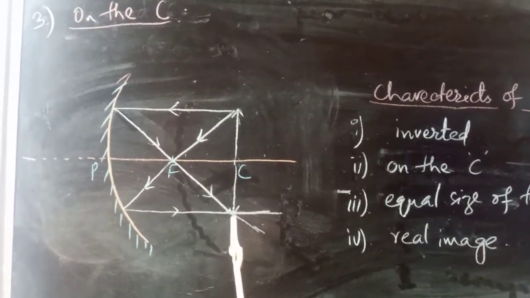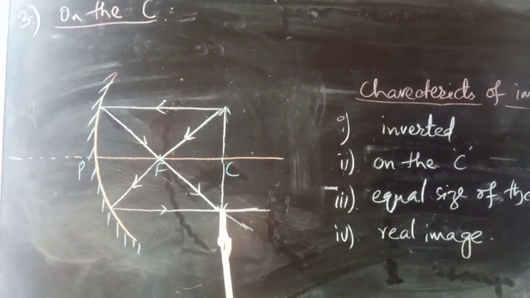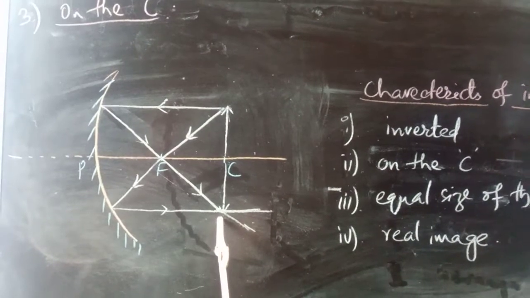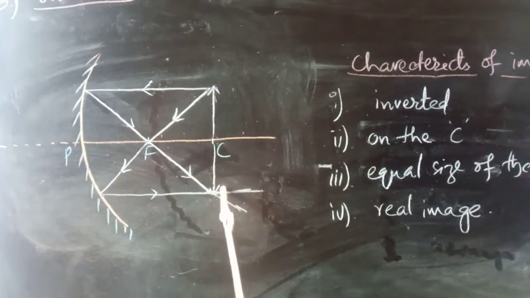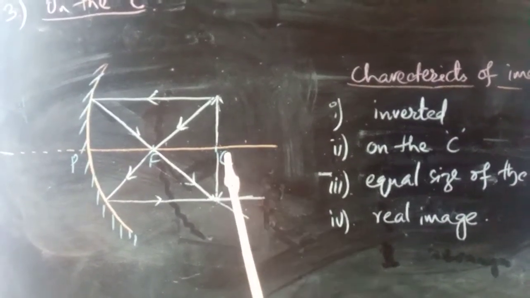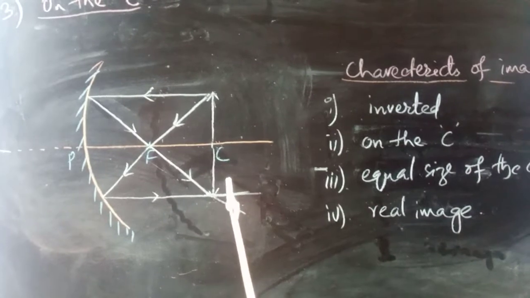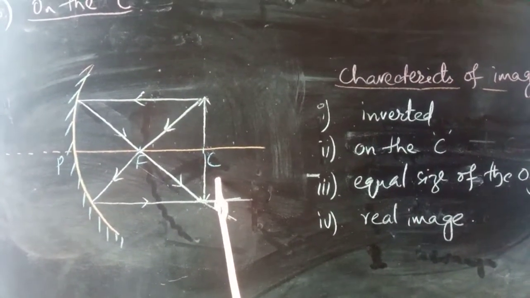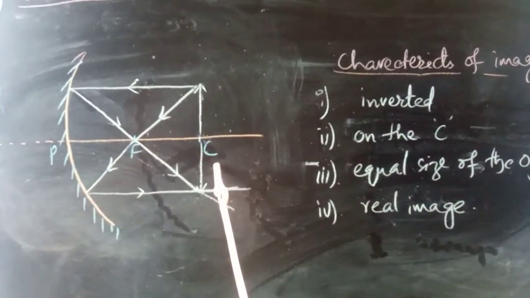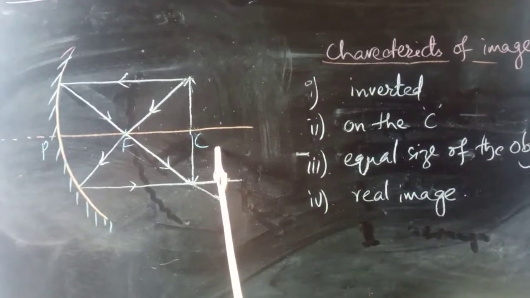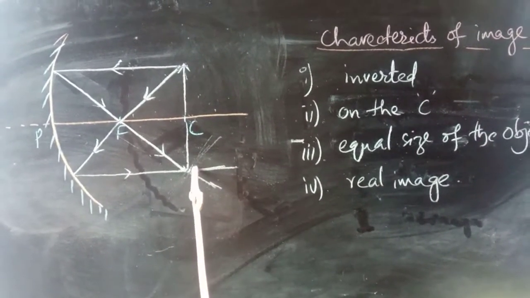These two reflected rays meet at the point here. See here, the two reflected rays meet at this point, and the image will form at this point. Okay, so you will observe and conclude that the image is inverted. Again, where is the image formed? Exactly on the C, at the curvature point. And what is the size here? It is not diminished, and it is not bigger compared to the object. It is equal in size to the object, and you can catch the image when you place the screen at this point. So that's why you can say this is a real image.